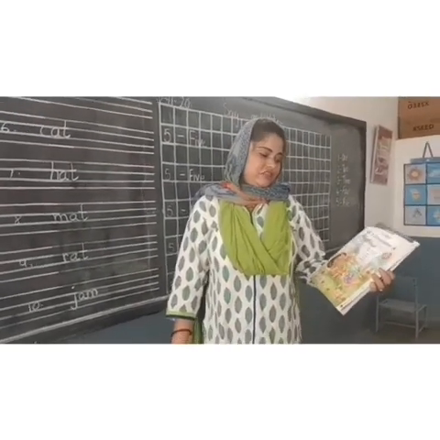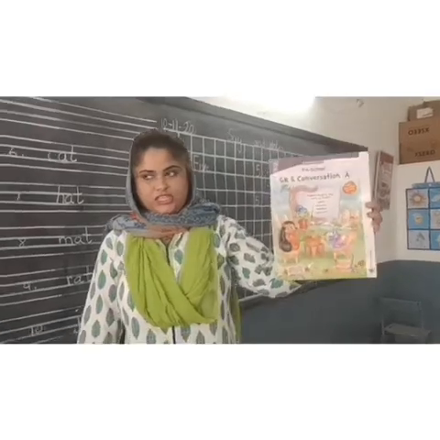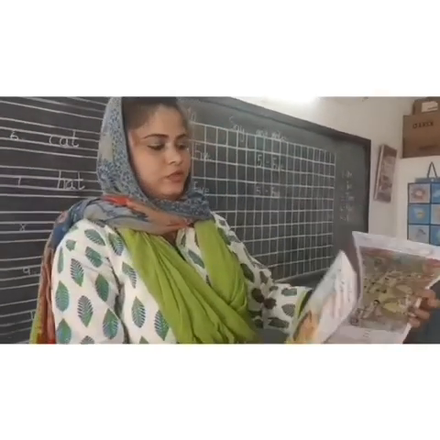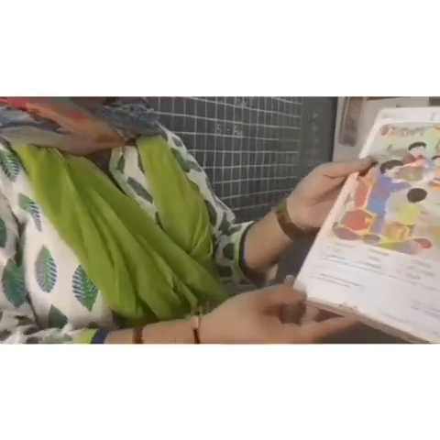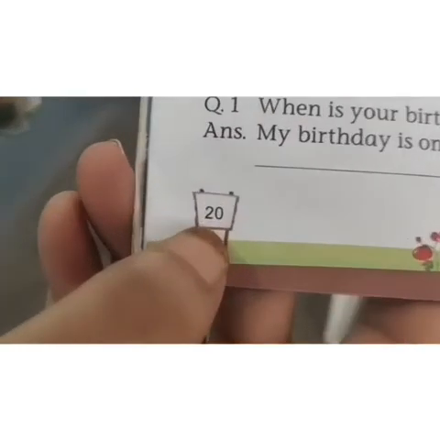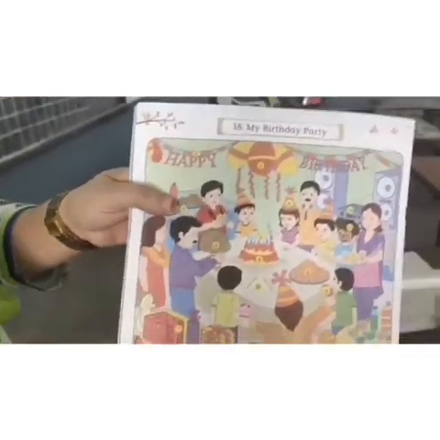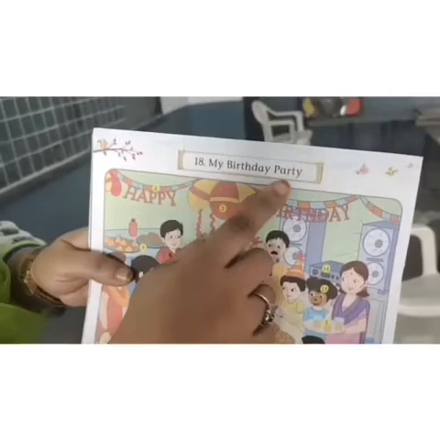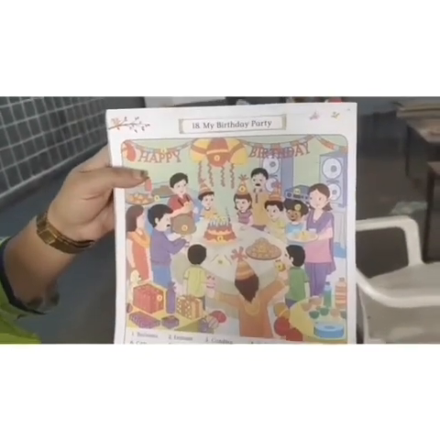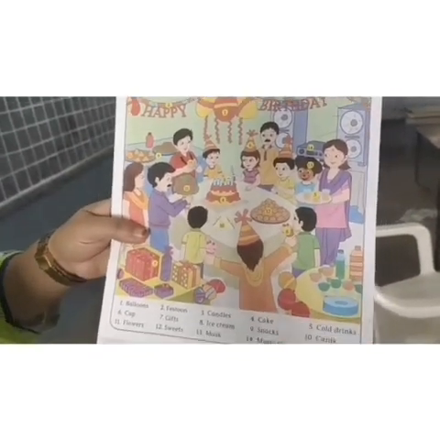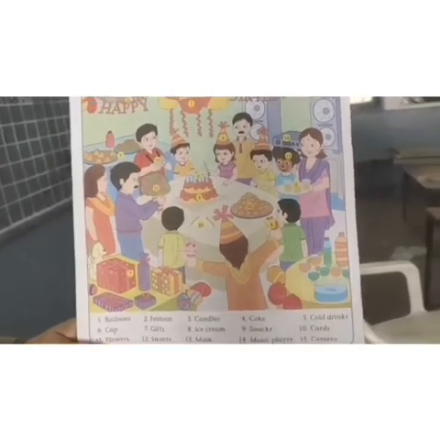Yes, children, we finished with the writing work. This is your GK and conversation book. Open to page number 20. What is this? My birthday party. You have learned in your earlier class. Ross teacher taught you.